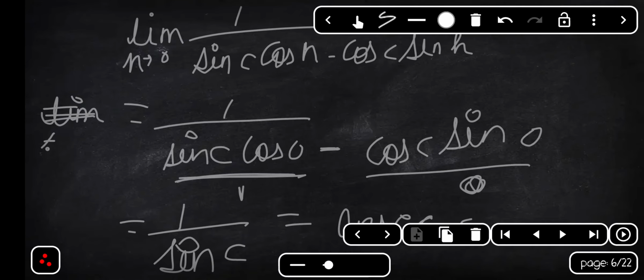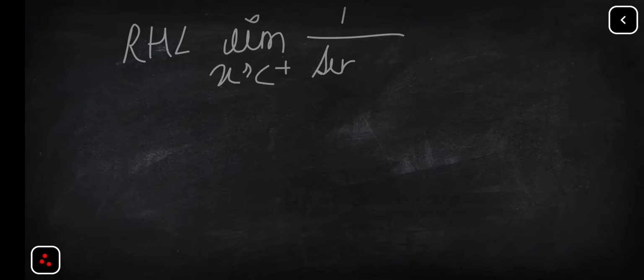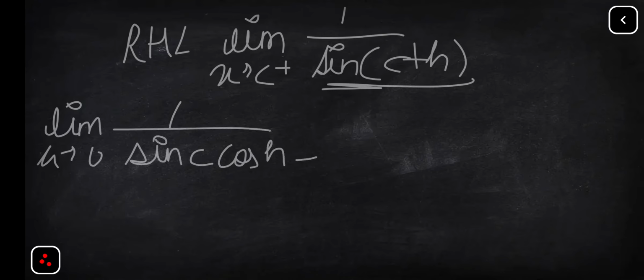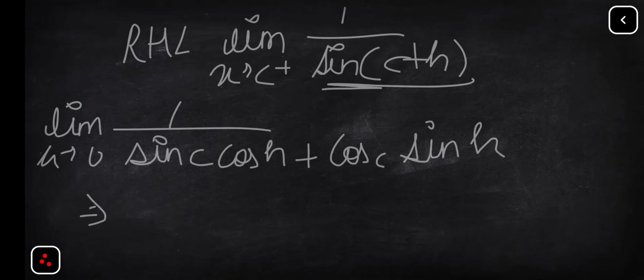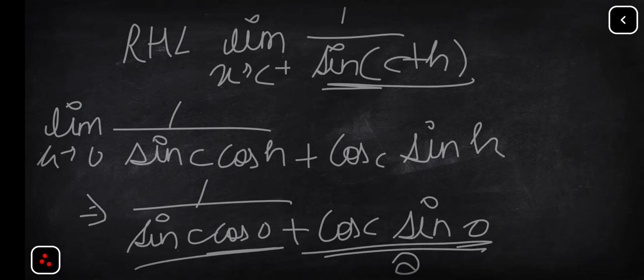Next, the turn for the right hand limit of the function cosec x, limit x tends to c positive 1 upon sin(c plus h). Here limit h tends to 0. Here we open the formula of sin(a plus b), which is sin c cos h plus cos c into sin h. Here we put the value of h, which is 0: 1 upon sin c into cos 0 plus cos c into sin 0. We know that sin 0 is equal to 0 and cos 0 is equal to 1. So the answer is 1 upon sin c, which is cosec c.